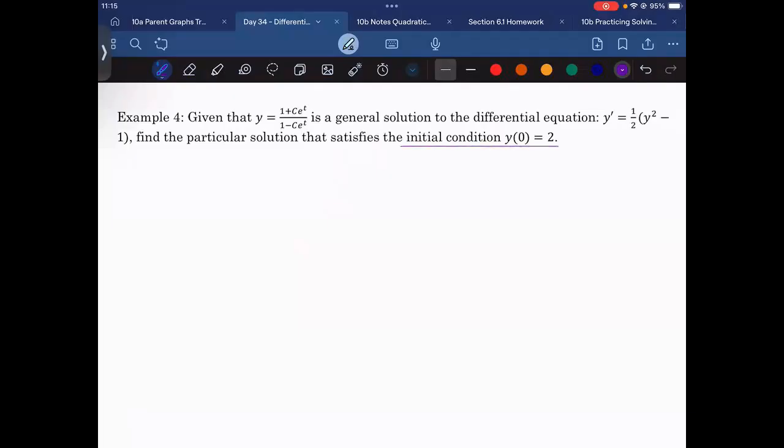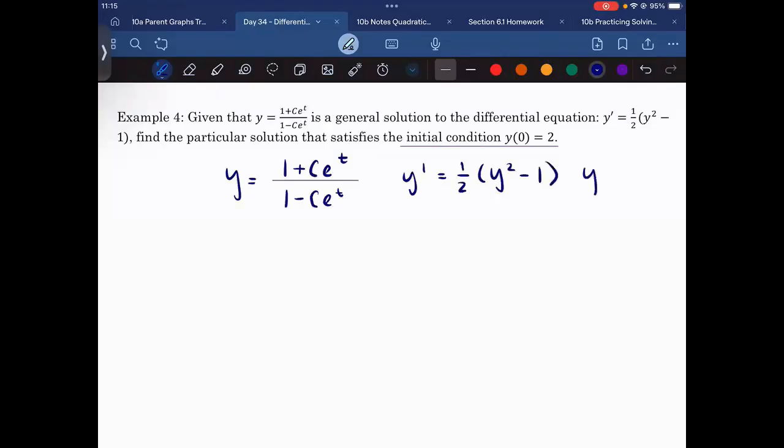What we have is y equals (1 plus c e to the t) over (1 minus c e to the t) as a general solution to the differential equation y prime equals 1/2 (y squared minus 1). Find the particular solution that satisfies the initial condition y(0) equals 2. I'm going to rewrite this. I always like to write it in my own handwriting. Usually helps me figure out what I'm gonna do.